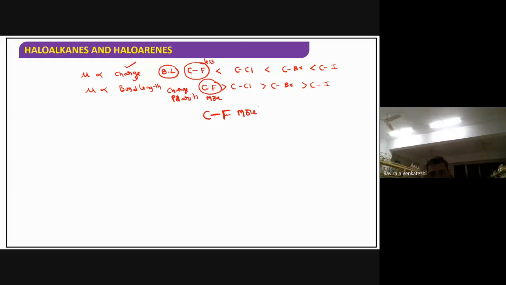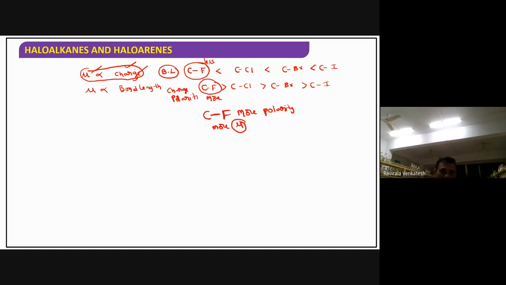Okay, don't get confused here. More polarity we get when you have more electronegativity. Which is having more electronegativity? Fluorine. Therefore, it will get more polarity, right? Now, when you have more polarity, definitely mu also will be more because both are directly proportional, charge or polarity. C-F definitely has more dipole moment. It is having more mu.